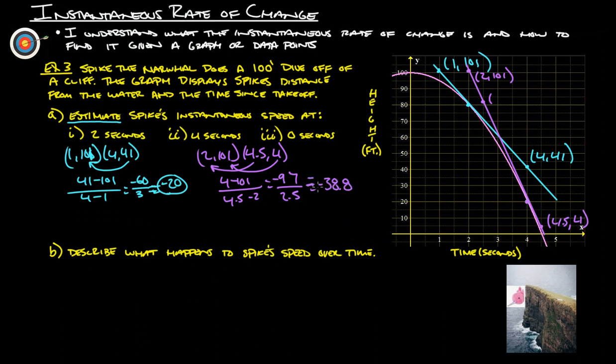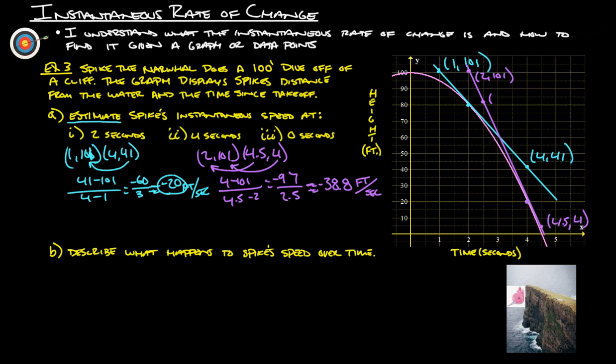So about negative 38.8. And really we should be putting our labels on this, right? And that is going to be, it's rise over run, so it's going to be feet per second. Okay, same thing with this one over here. This should be negative 20 feet per second. Okay, so as you can tell, as they're getting farther and farther along, Spike the narwhal is gaining speed down here, right?